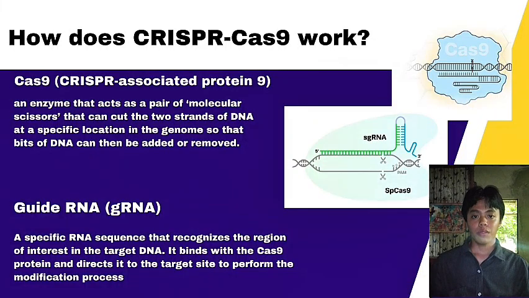Number 2. Guide RNA, or gRNA. A specific RNA sequence that recognizes the region of interest in the target DNA. It binds with the Cas9 protein and directs it to the target site to perform the modification process. The gRNA guides the Cas9 enzyme to the exact location in the DNA where a cut needs to be made, enabling precise gene editing.